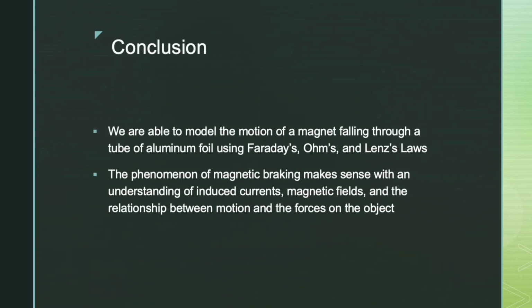So in conclusion, we're able to model the motion of a magnet pretty accurately as it falls through a tube of aluminum foil by using Faraday's law, Ohm's law, and Lenz's law. The phenomenon of magnetic braking does make sense with an understanding of induced currents, magnetic fields, and the relationship between motion and the forces on an object.